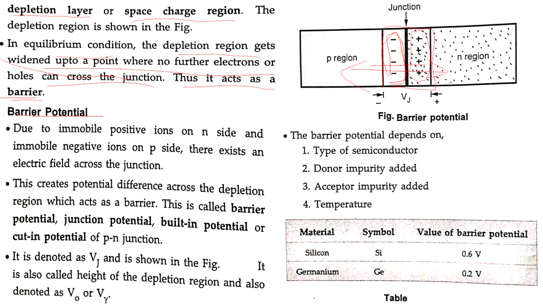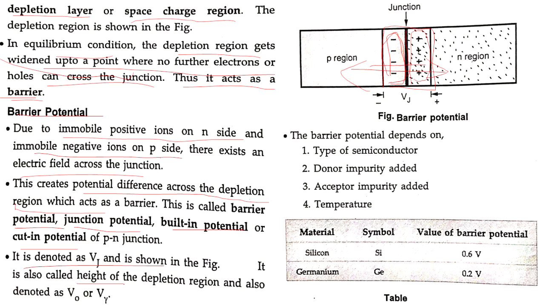Now, what is the meaning of barrier potential? We know that the barrier consists of immobile ions: immobile positive ions on the N side and immobile negative ions on the P side. So on the two sides of the junction we have positive and negative charges, which will create an electric field, which gives the barrier potential. So the potential difference across the depletion layer is called the barrier potential or junction potential or built-in potential or cut-in potential, right? It is denoted by Vj.